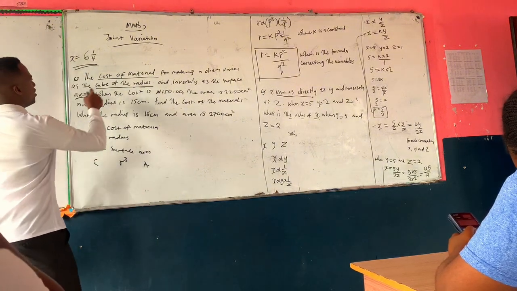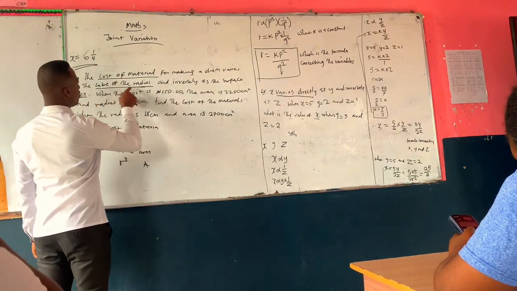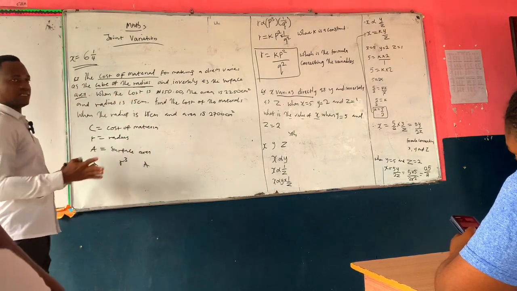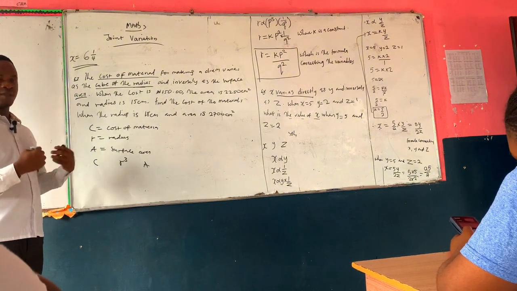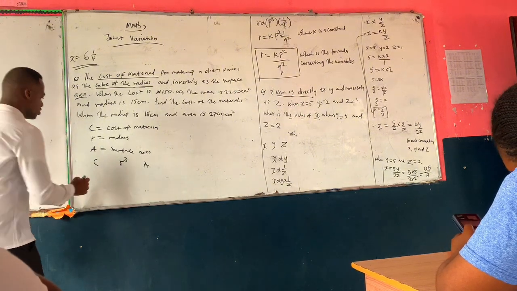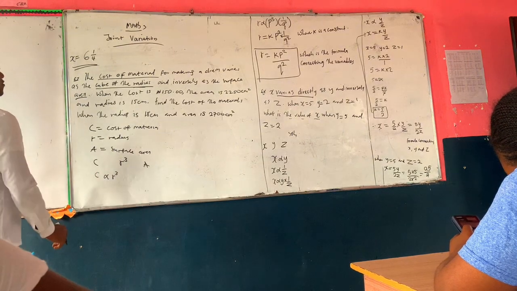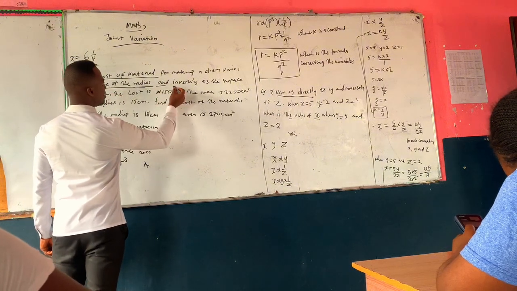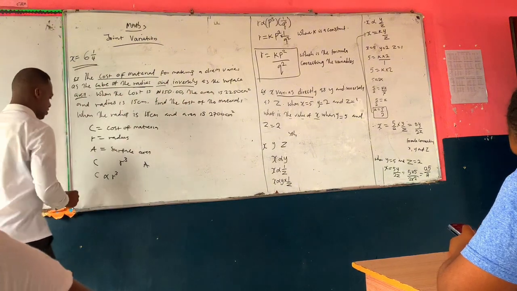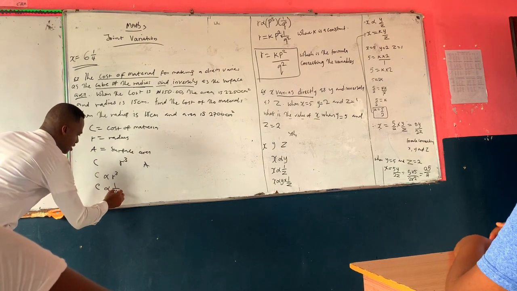The question now says, the cost, which is C, varies as the cube of the radius. If they say varies as, without saying directly or indirectly, it means that they mean directly, okay? So C varies as the cube of radius. That's the first relationship there. And then the same C varies inversely as the surface area.